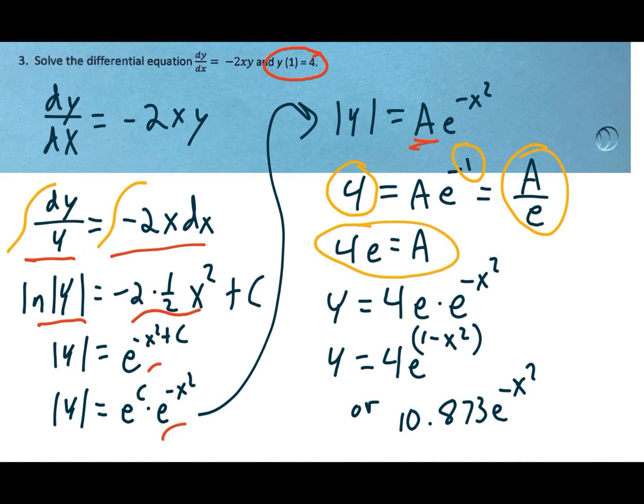So then I plug that back into the general form here, plug the a equals 4e back in, and then just manipulation here. Looking at this line, it's the same as 4 times e to the 1 times e to the negative x squared. Bases are the same, so I can add the exponents. Or if you didn't do that, 4 times e would give you this 10.873. So that's that problem.